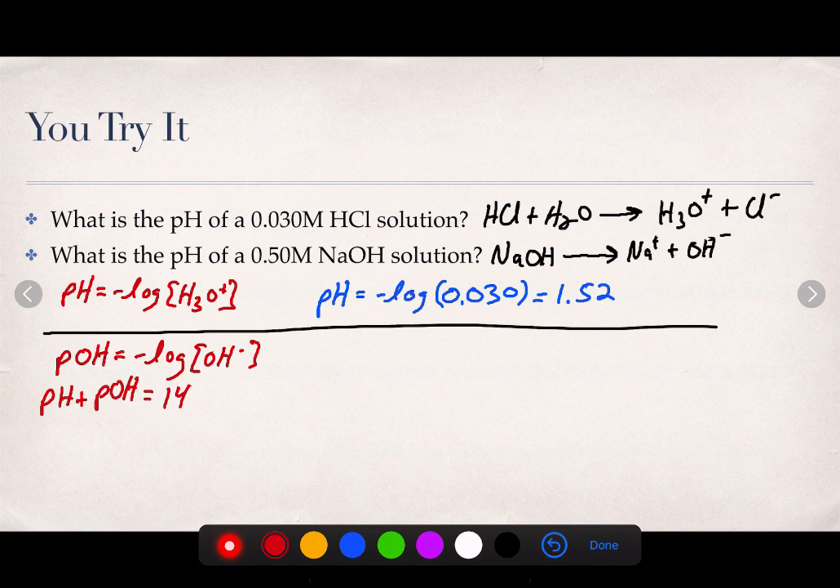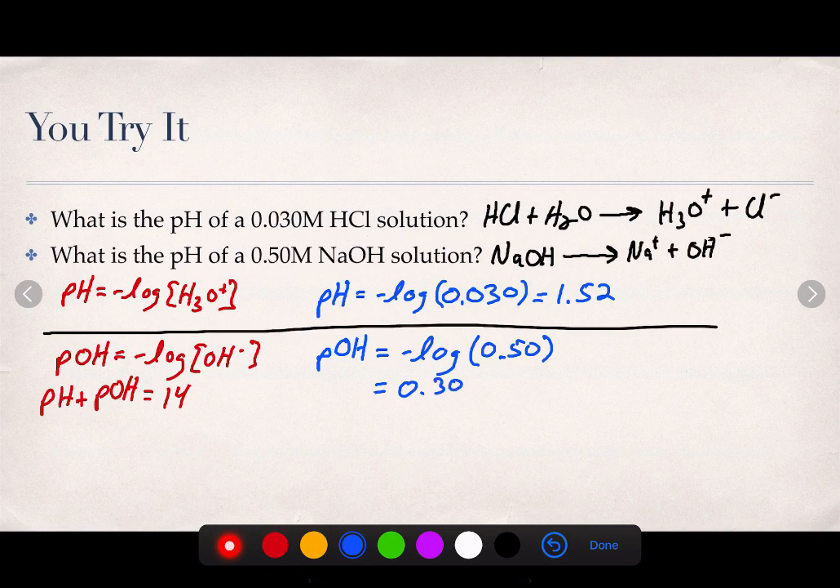And so that'll help ease this calculation a little bit. So let's do that first part. So we've got the pOH is equal to the negative log of 0.50. And so when we work that out, we get a value of 0.30 for the pOH, quite basic.